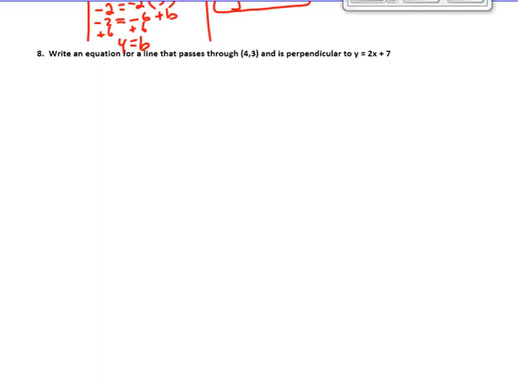Write an equation of a line, but this time it's perpendicular to y equals 2x plus 7. Well, it's already in slope-intercept form, so I can pull the slope out of there, but perpendicular means that I want the opposite and reciprocal. So the slope of this line is 2, and the slope of my line is going to be the opposite of that, which is negative. And that 2, if I flip it over to make the reciprocal, becomes 1/2, because I could write this as 2 over 1, and then that flips over to give me 1/2.